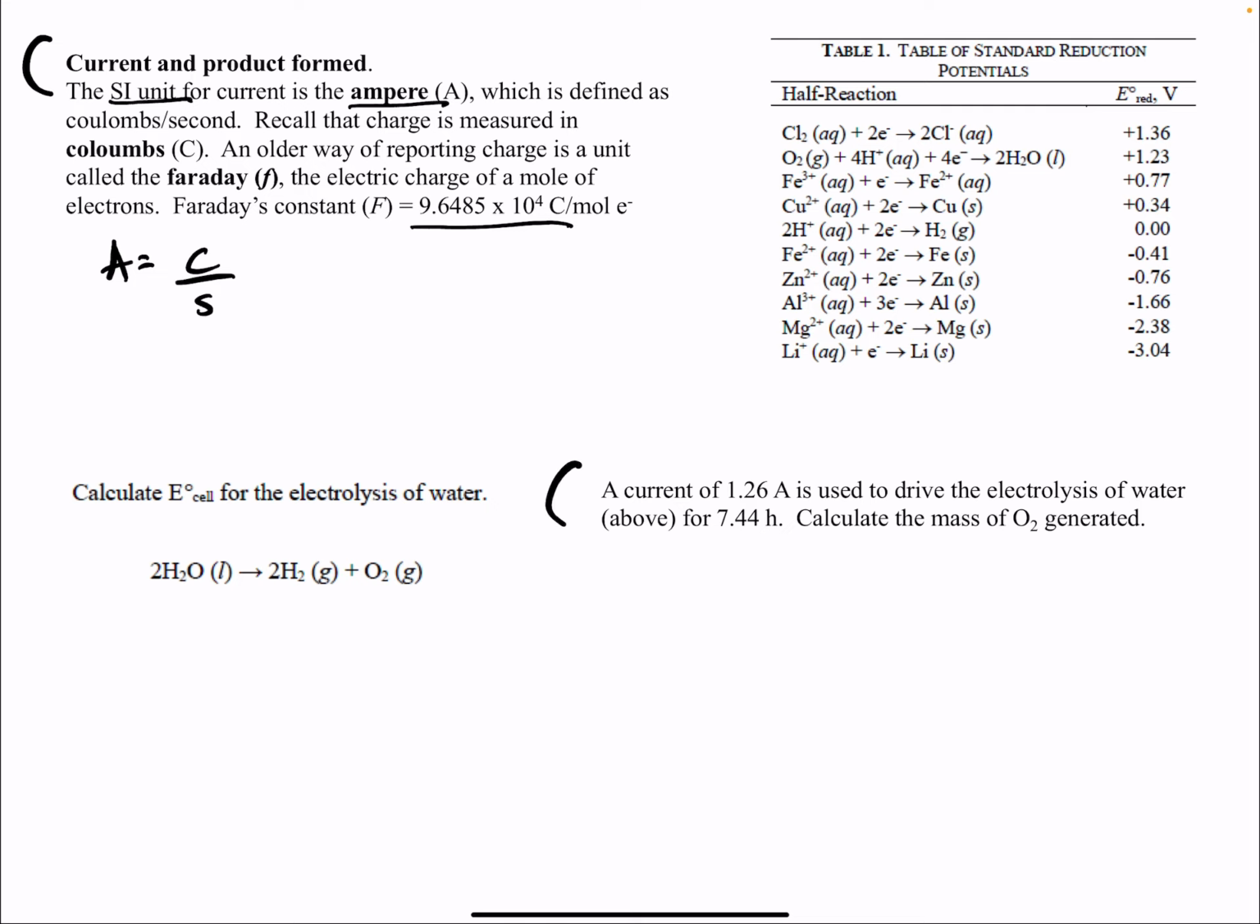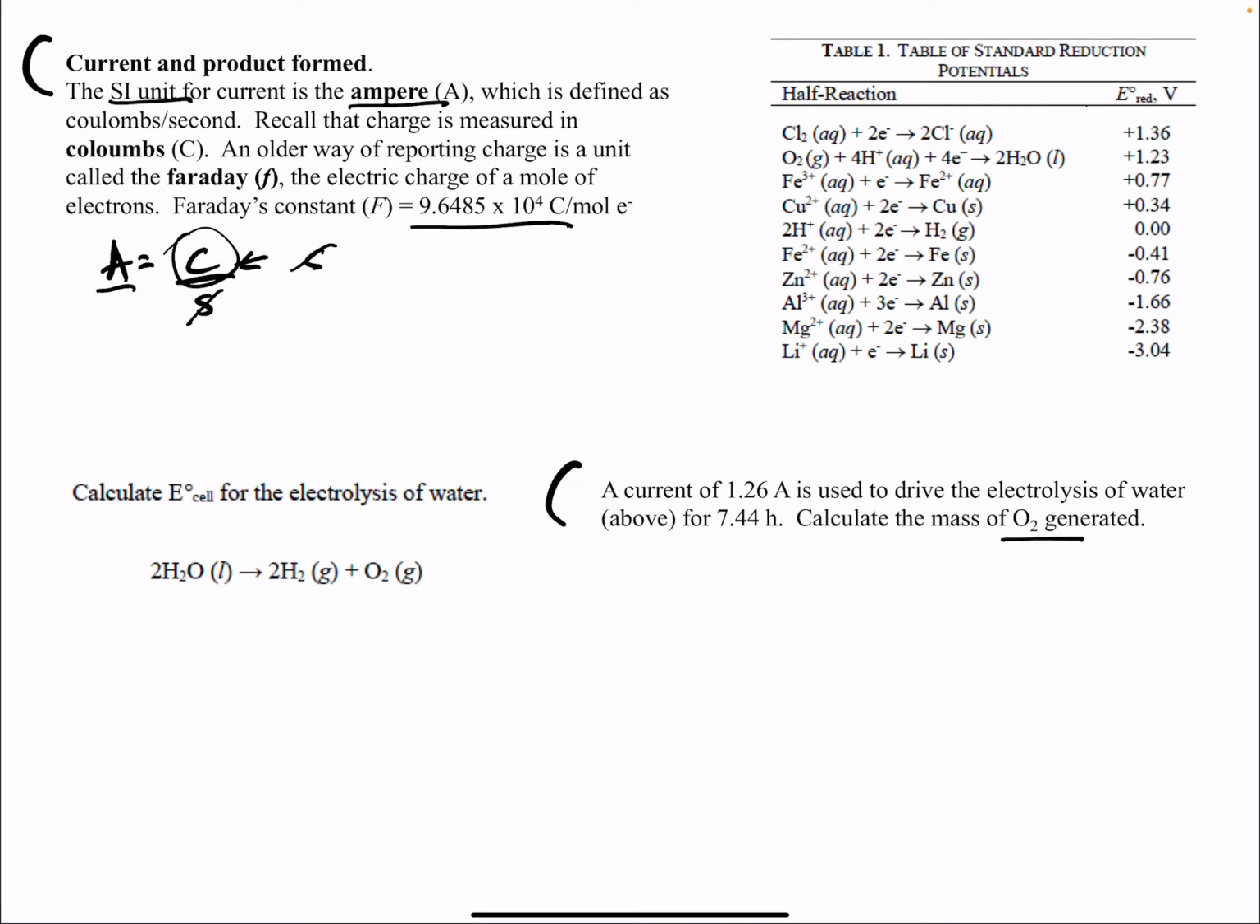A current of 1.26 amps is used to drive the electrolysis of water for 7.44 hours. Remember, amperes is charge per time. So if I multiply by time, right, I get coulombs. Go from there. All right, calculate the mass of O2 generated.